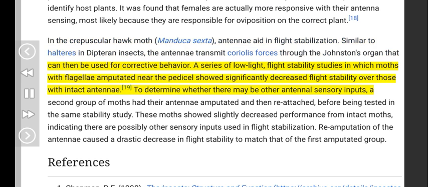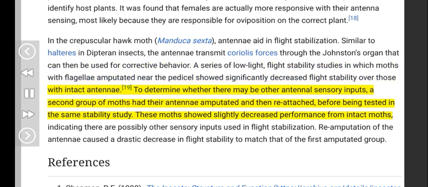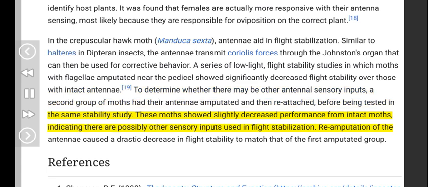Flight stability studies in which moths with flagella amputated near the pedicel showed significantly decreased flight stability over those with intact antennae. 19. To determine whether there may be other antennal sensory inputs, a second group of moths had their antennae amputated and then reattached, before being tested in the same stability study. They showed slightly decreased performance from intact moths, indicating there are possibly other sensory inputs used in flight stabilization. Re-amputation of the antennae caused a drastic decrease in flight stability to match that of the first amputated group.